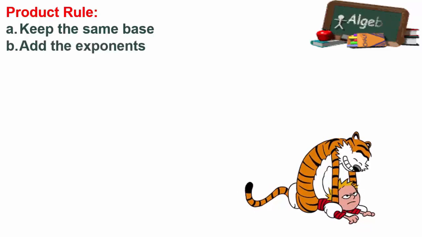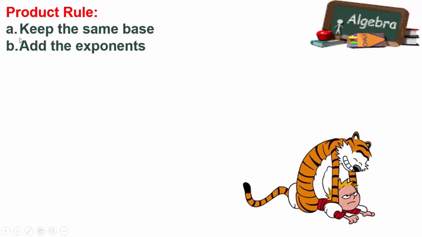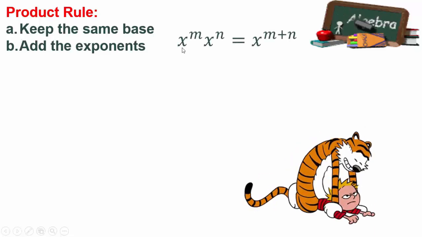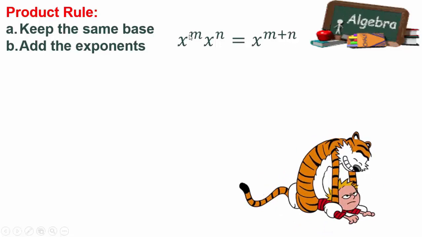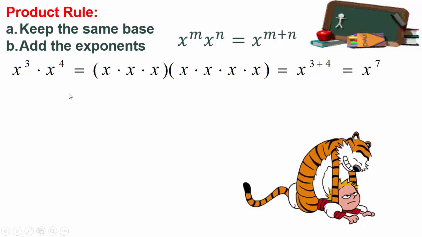So in our first example, what we looked at was a situation that used something called the product rule. The product rule: keep the same bases, and if the bases are the same, we add the exponents. Notice that this is the base where the x's are. These are called the bases. And if they are the same, we can add the exponents. So that's m plus n, where we get that from here.